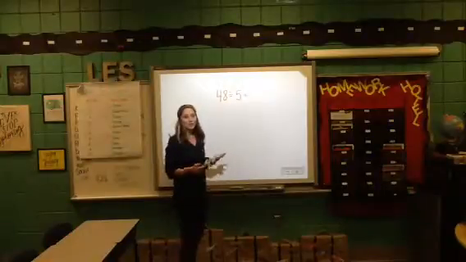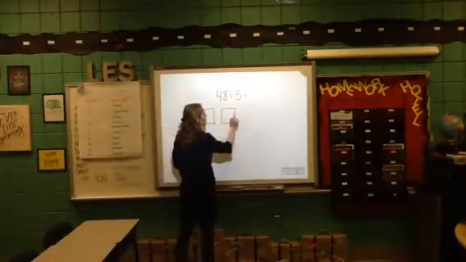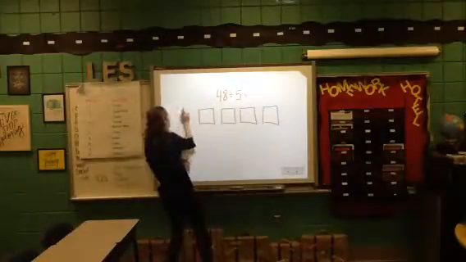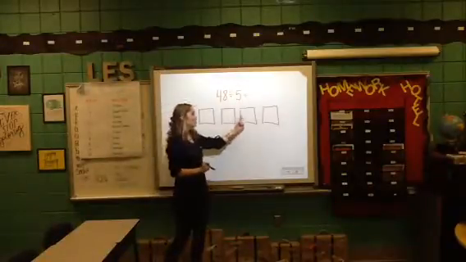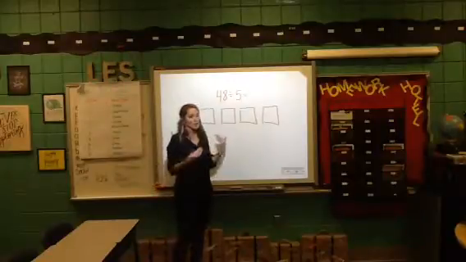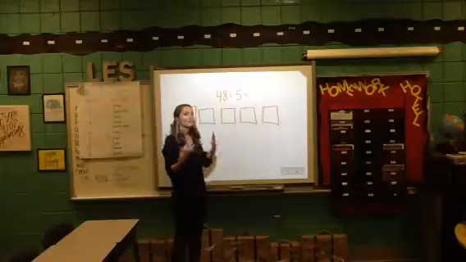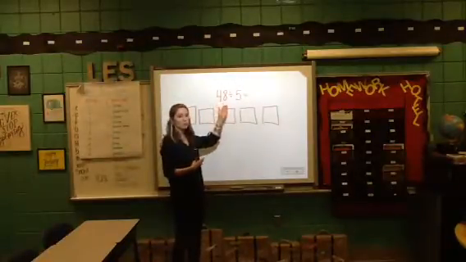So I usually have my kids draw out boxes. 1, 2, 3, 4, 5. Okay? 48 cookies divided by 5 people. 1, 2, 3, 4, 5. And knowing multiplication tables helps a lot with this. But I make them think in their brains, what is the biggest amount that I could give each person to get me close to 48?